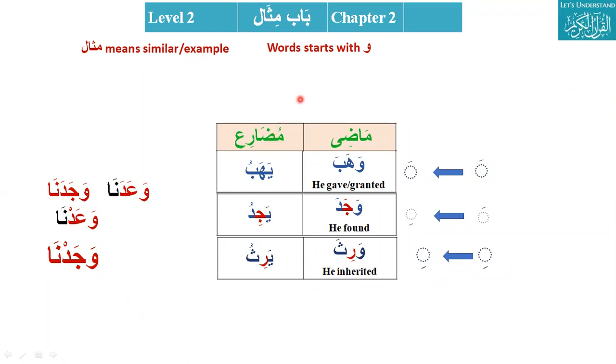What will be the fa'il for Karuma? Kareem. And what about Fataha? The fa'il for Fataha is Fatih. Thank you very much, Muhammad. You're welcome. So we are on level 2.